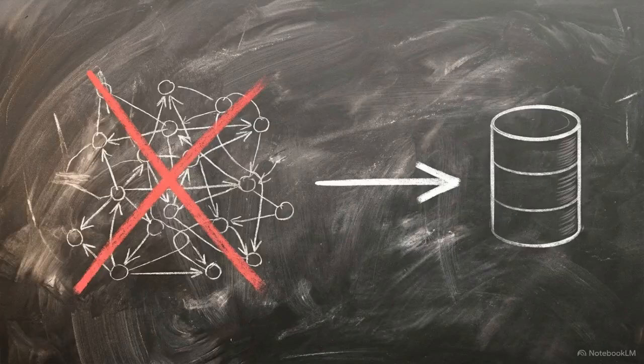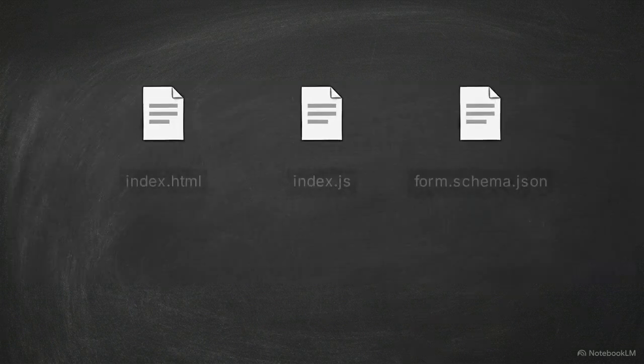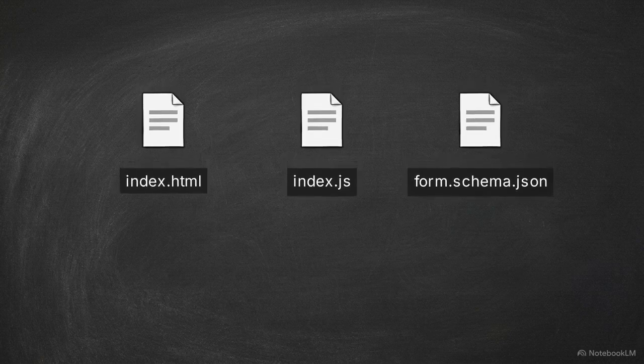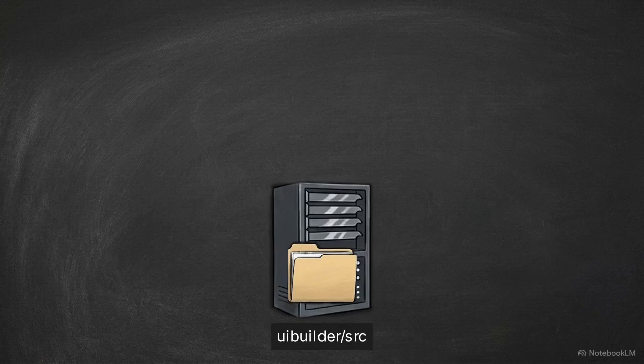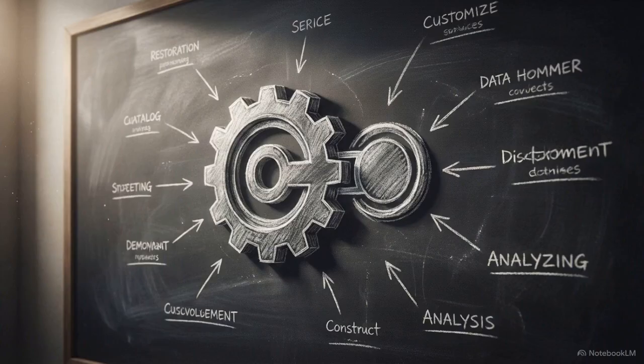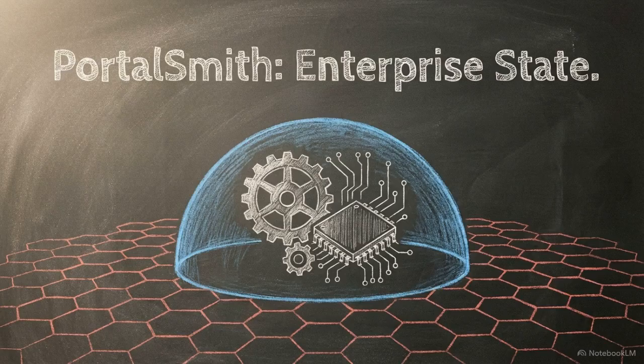The platform manages this underlying complexity through a deployment process designed to prevent the creation of a fragile web of nodes. Before committing any changes, developers use these 3 preview windows to inspect the portal manifest and the exact JSON payloads that will be written to the disk. Once verified, the system generates a unified 3-file bundle, HTML, JavaScript, and the schema map, and writes it directly to the uibuilder instance. With centralized orchestration, isolated session memory, and native security, the platform provides the infrastructure needed to deploy secure, stateful workflows directly within the Node-RED ecosystem.